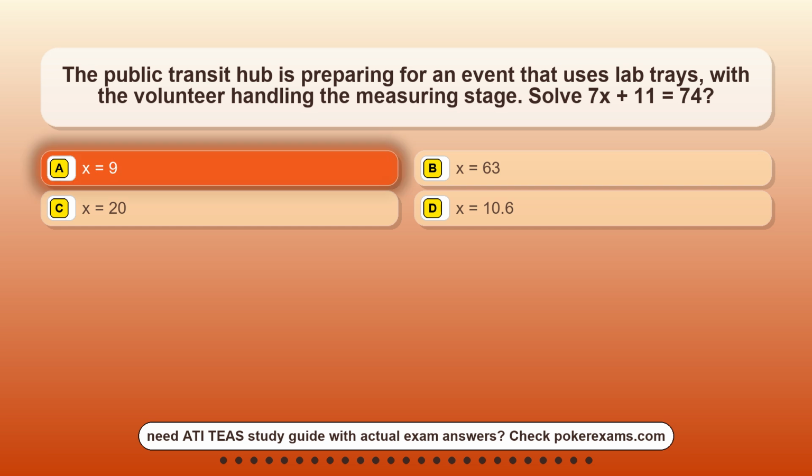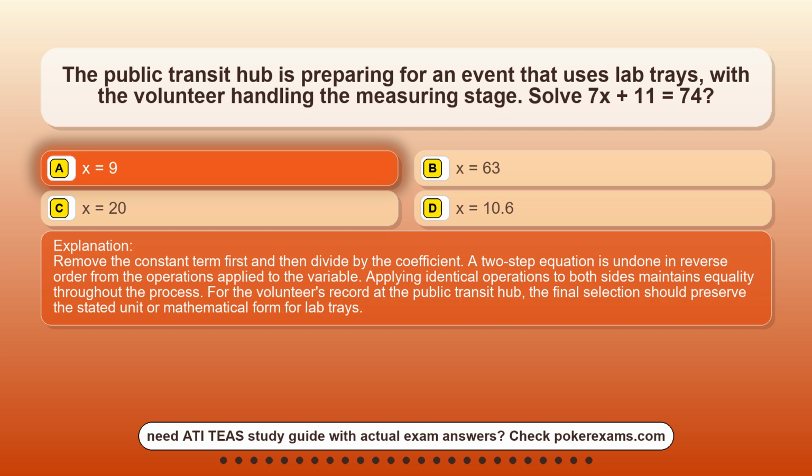The correct answer is option A, x equals 9. Remove the constant term first and then divide by the coefficient. A 2-step equation is undone in reverse order from the operations applied to the variable. Applying identical operations to both sides maintains equality throughout the process.